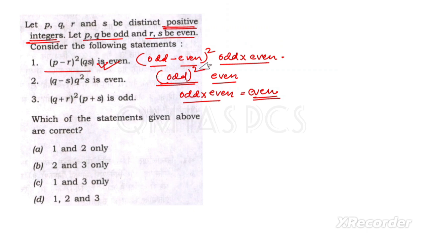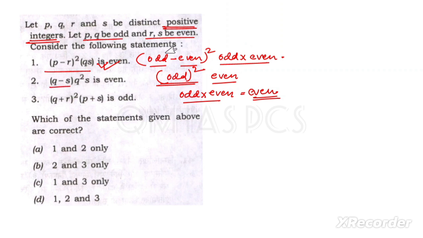See, I have told you these things, arithmetic of even numbers and odd numbers. I have already explained in the first topic, I think, first session. So if you don't know this one, please go through that lecture, that session, it will be clear for you. Okay, now second one, q minus s.